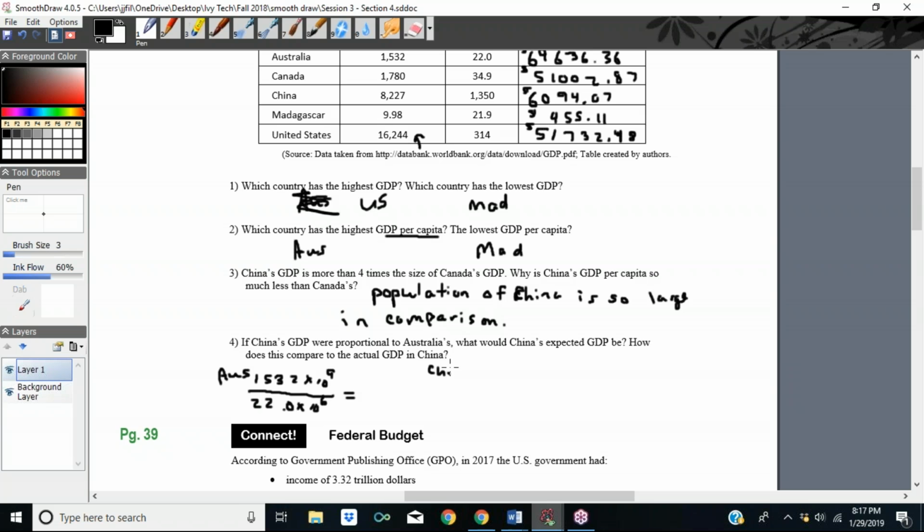And then we'll look at China. We don't know what China's expenditures or what their GDP would be, but we know their population. And their population is 1350 times 10 to the 6th. So we're going to multiply diagonally and then divide by the 22. So we can do 1532 times 1350 divided by 22, and we'll get our answer would actually be times 10 to the 9th, whatever it is.